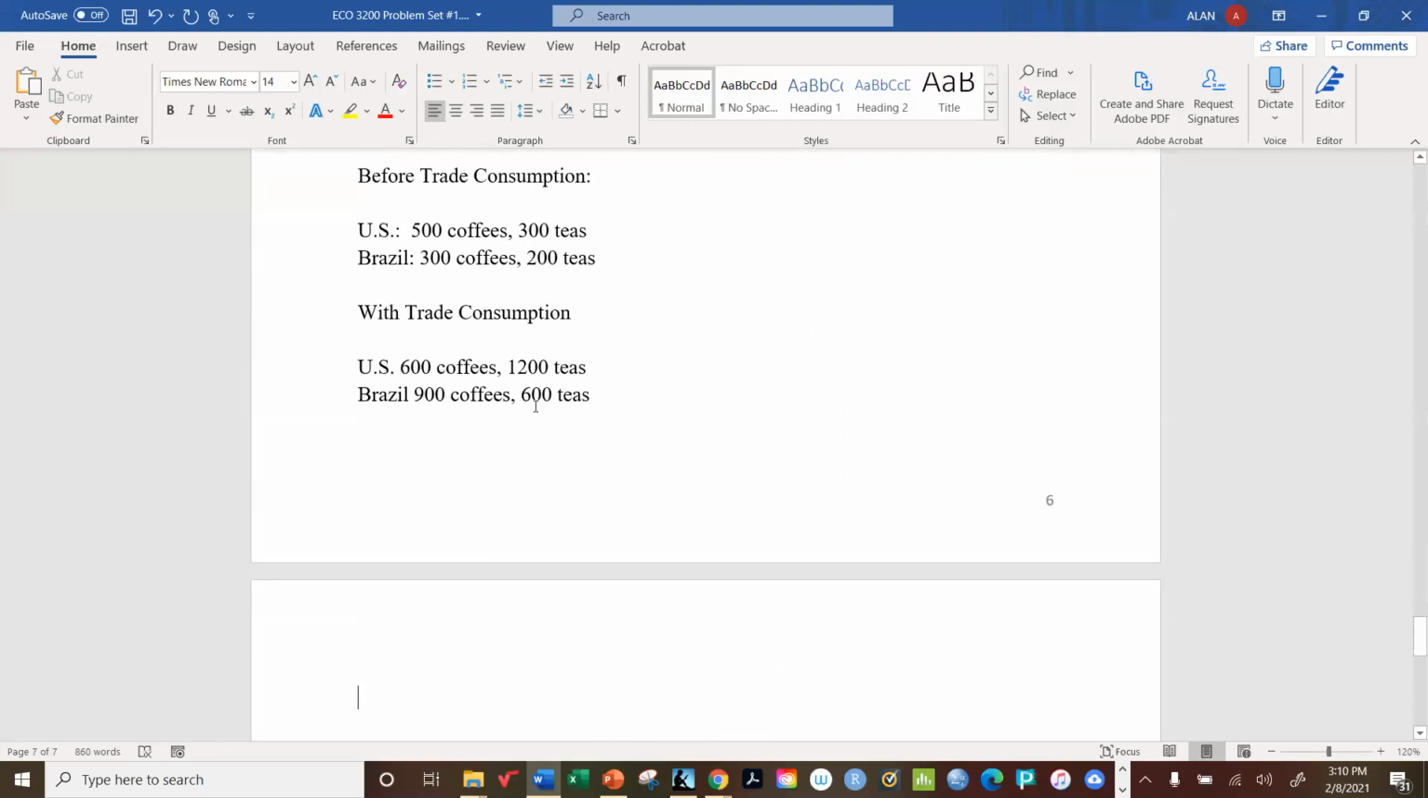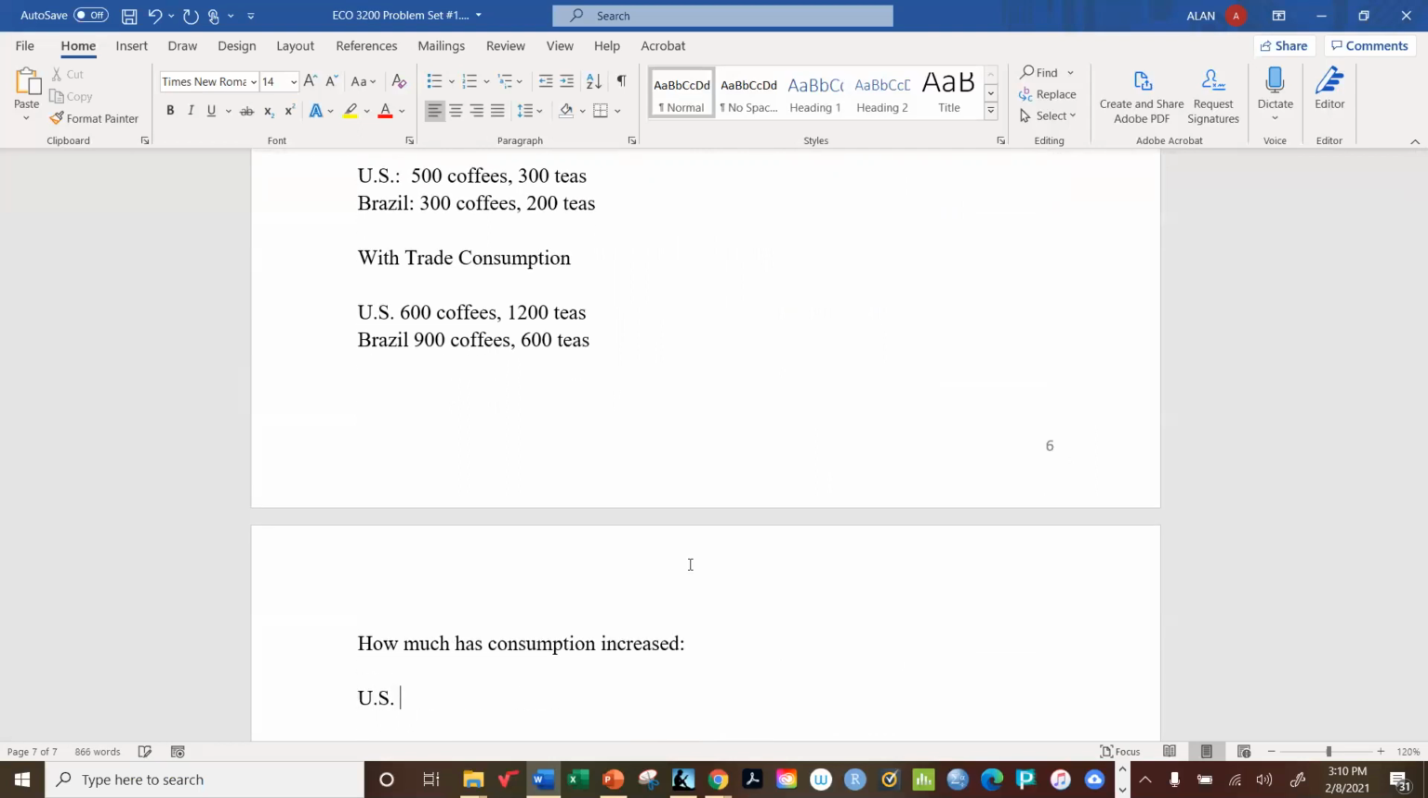So how much do they gain? How much has consumption increased? Okay, in the US, we've gained 100 coffees and we've gained 900 teas. In Brazil, we've gained 600 coffees and we've gained 400 teas.